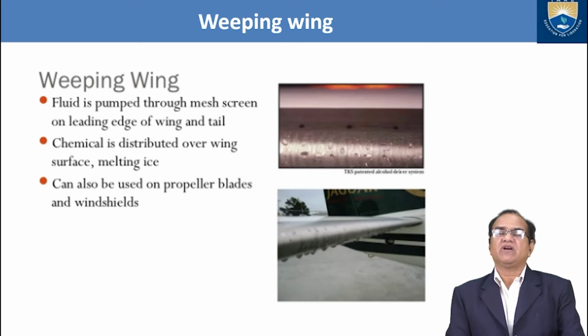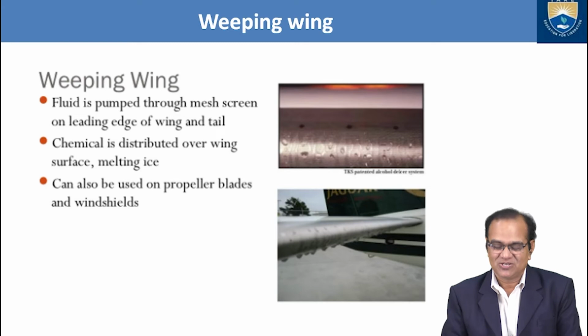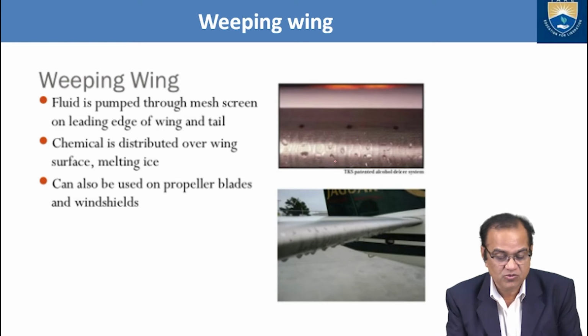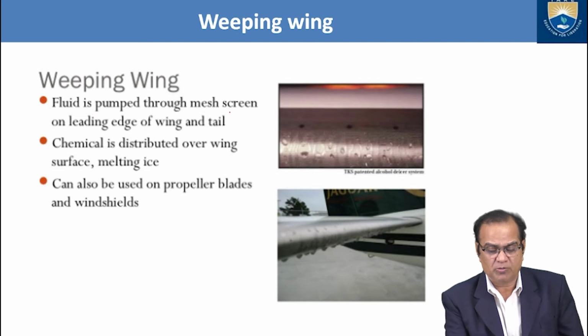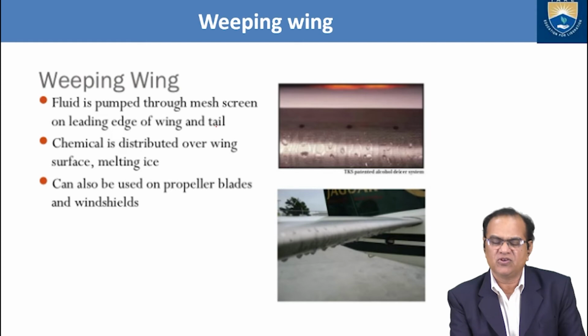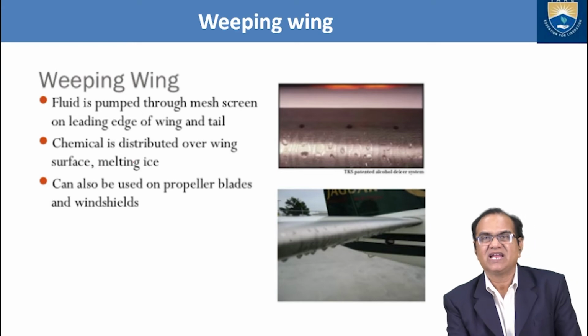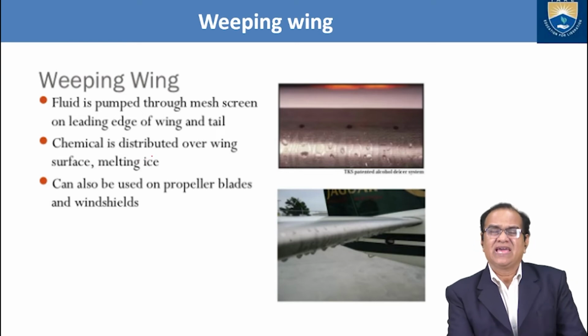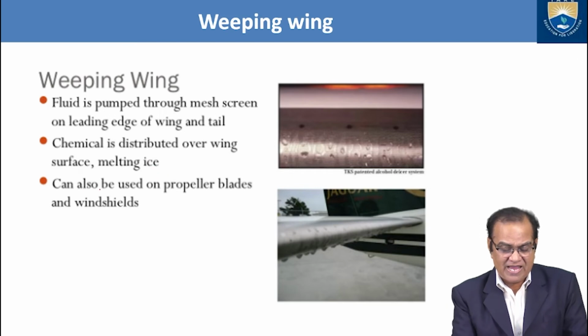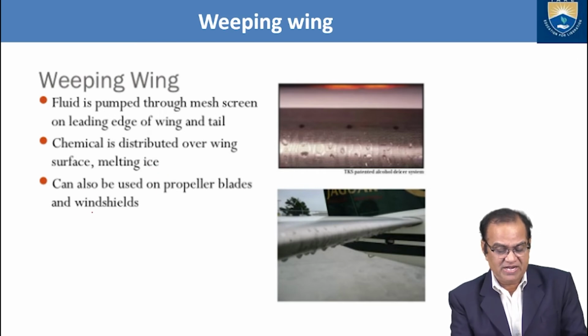Next is called the weeping of the wing. So wings also weep, like humans also weep. You can see here, if ice is formed, fluid is pumped through a mesh screen on the leading edge of the wing and the tail. A chemical fluid is pumped, as I have shown earlier. The chemical is distributed over the wing's surface and melts the ice. It can also be used on a propeller blade and the windshield.